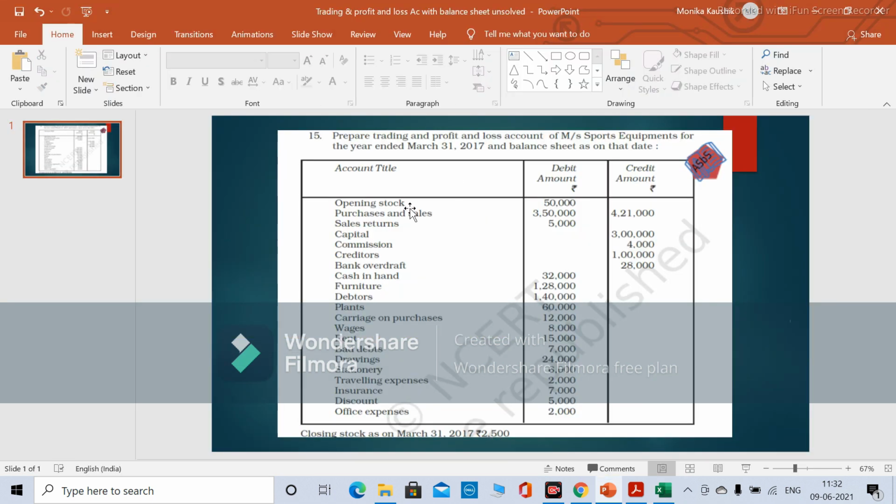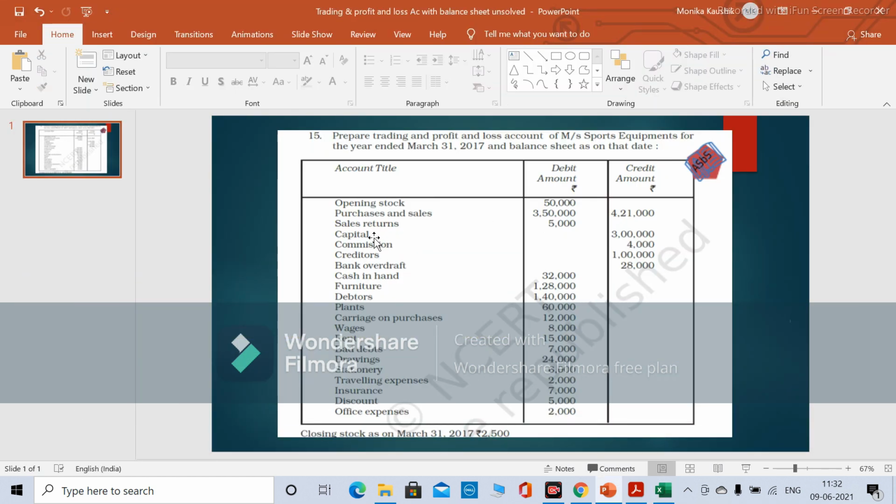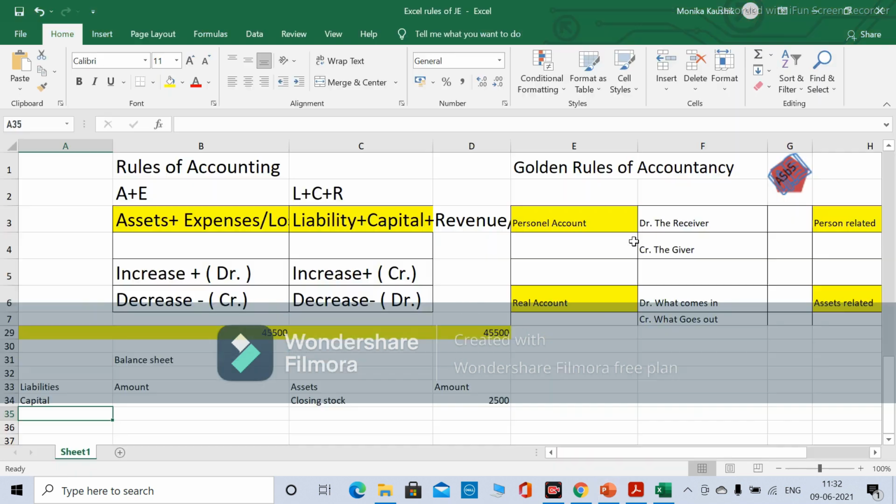Okay, now start from here. Opening stock, purchase, sales return, capital. Let's do the capital calculation. 3 lakh rupees. Capital is this portion, and that will come in the liability side. So this is how much is 4,21,000. No, this is 3 lakh rupees.